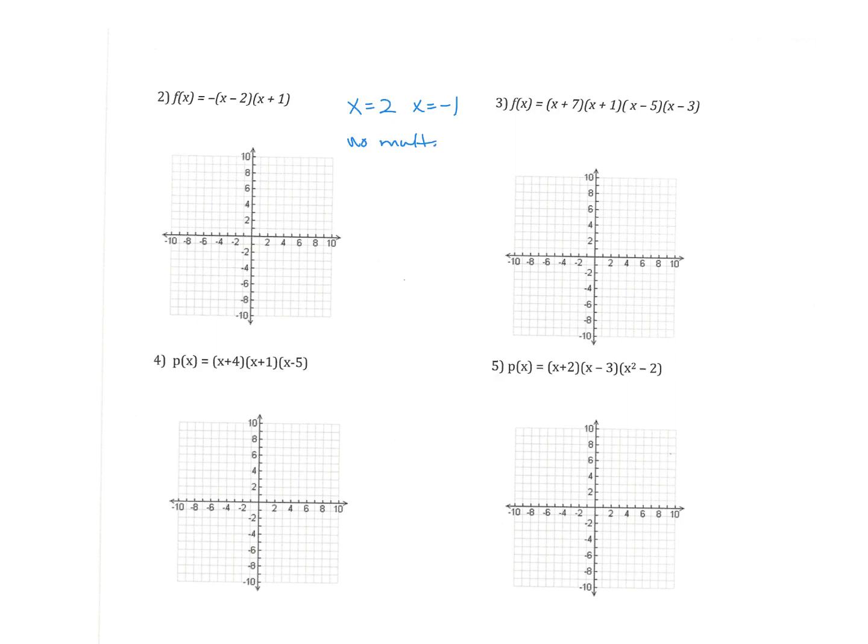My y-intercept: if I plugged in a 0 for x, I'd get negative 2 times 1. So that's giving me a negative 2. So my y-intercept would be negative 2. My x-intercepts are 2 and negative 1. And my end behavior: this would be a degree 2 if I multiplied them, and I've got a negative leading coefficient. So then my end behavior will be down and down.